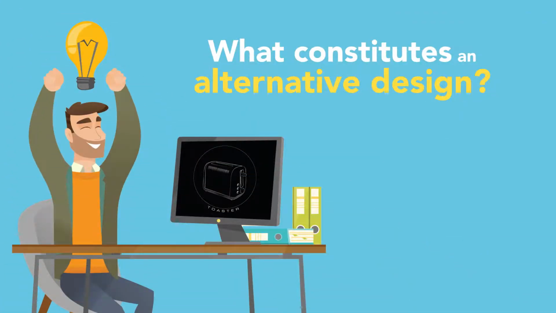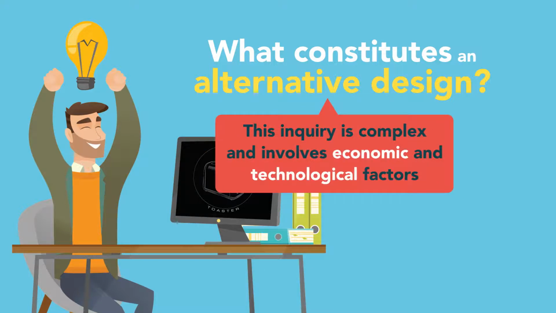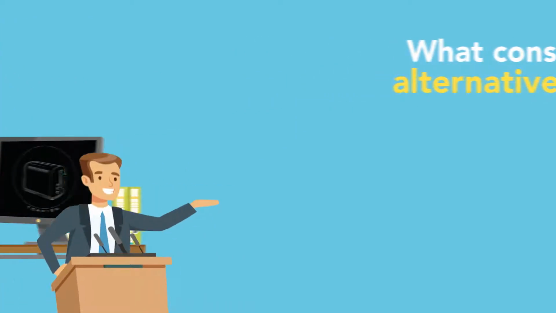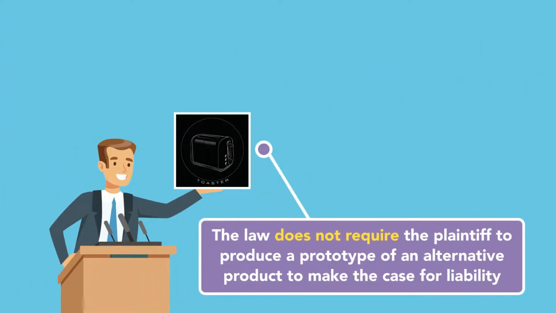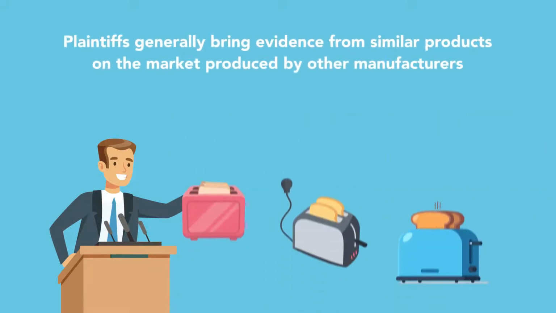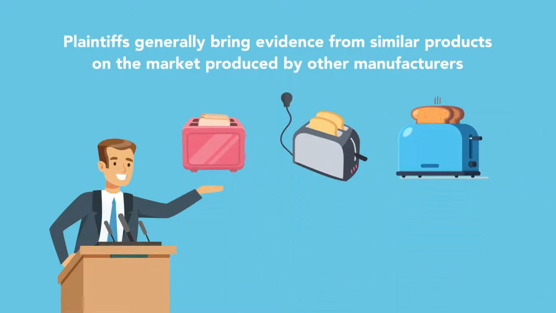Let's begin with the question of what constitutes an alternative design. This inquiry is complex and involves economic and technological factors. First, note that the law does not require the plaintiff to produce a prototype of an alternative product to make the case for liability. Instead, plaintiffs generally bring evidence from similar products on the market produced by other manufacturers.